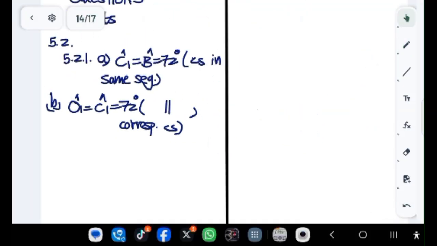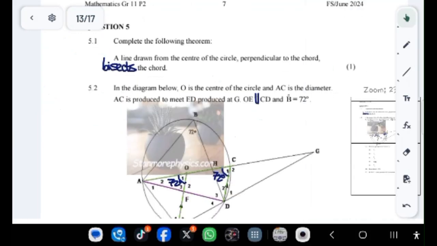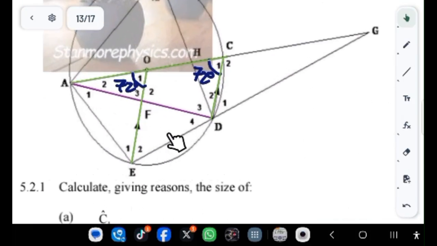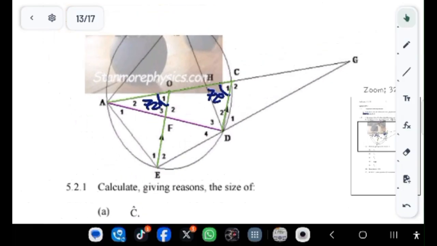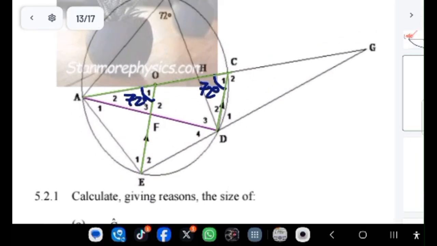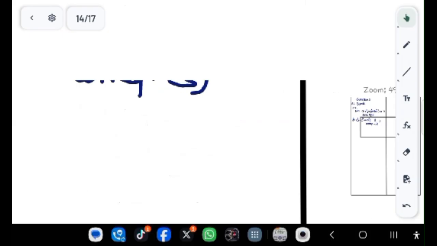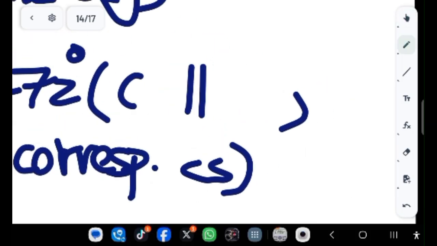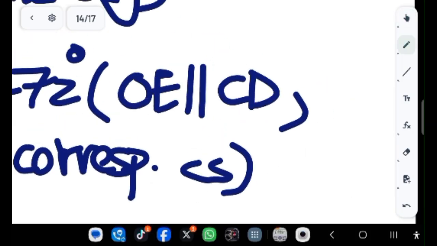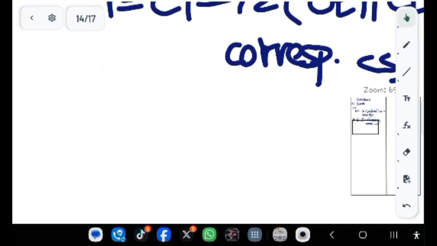Those lines are parallel. OE is parallel to CD, corresponding angles.